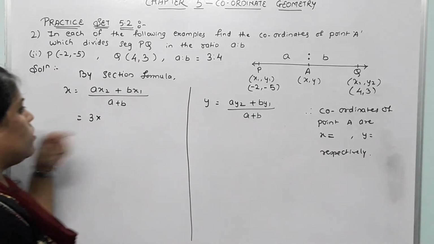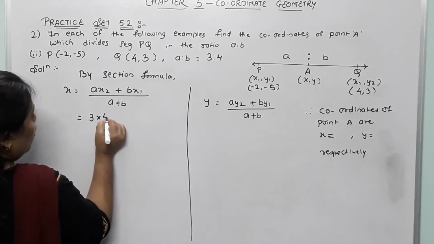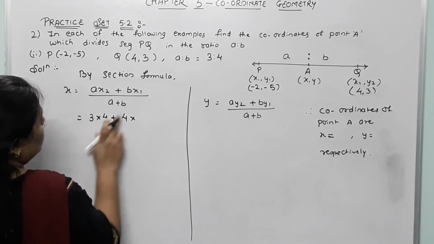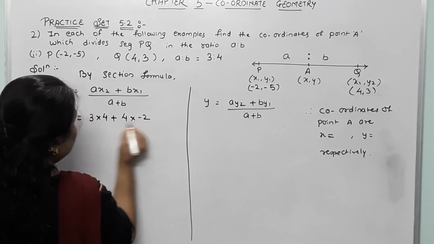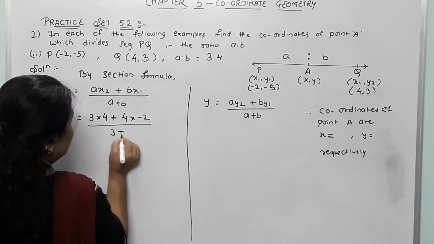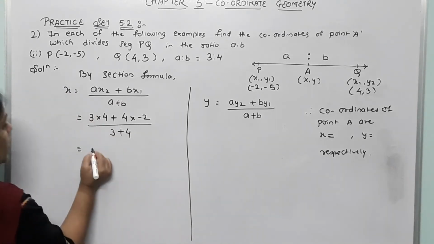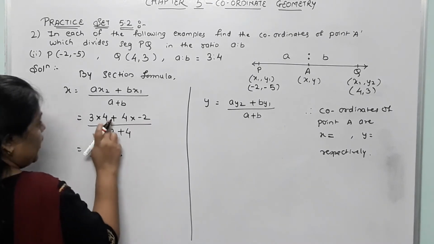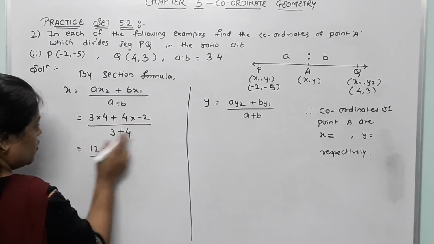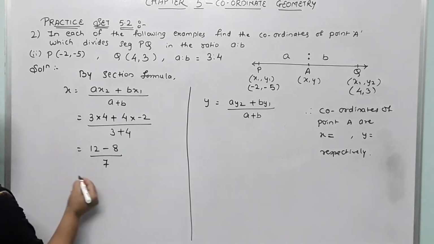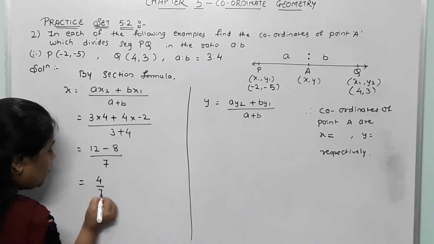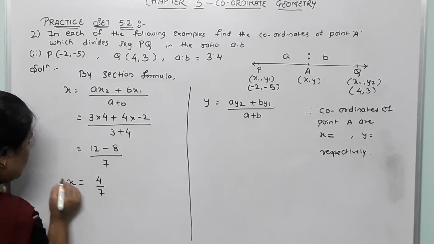So x2 is 4, plus the value of b is 4, into, what is x1? Minus 2, upon 3 plus 4. 4 3s are 12, minus 4 2s are 8. Minus plus into minus is minus. 4 plus 3 is 7. 12 minus 8 is 4 upon 7. This is the value for x.